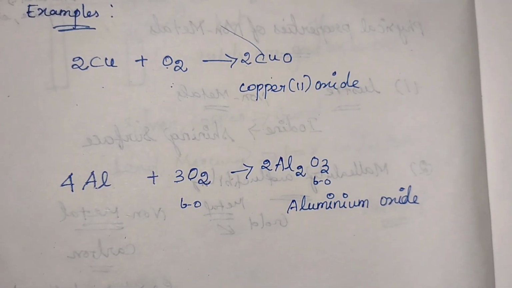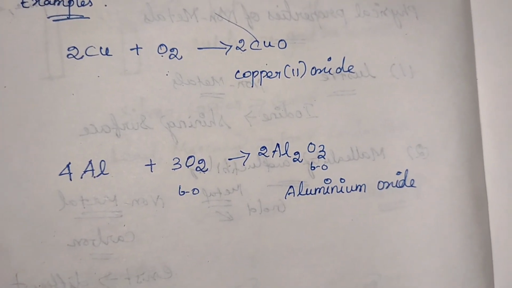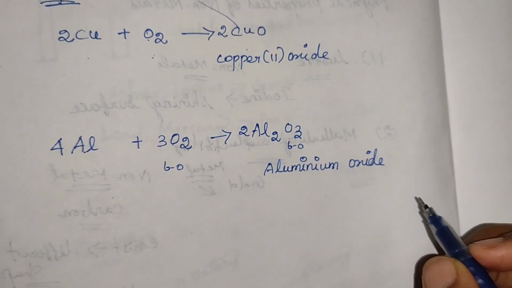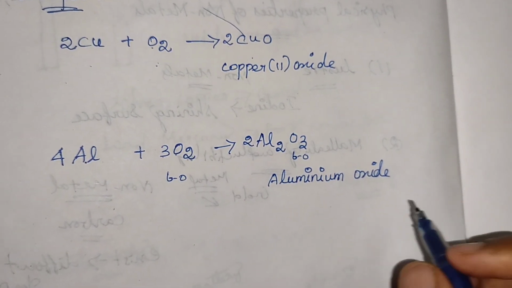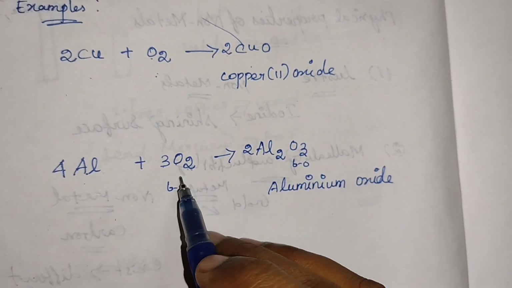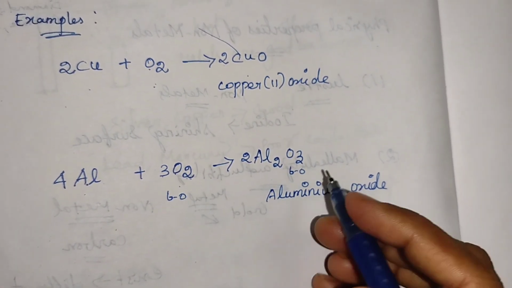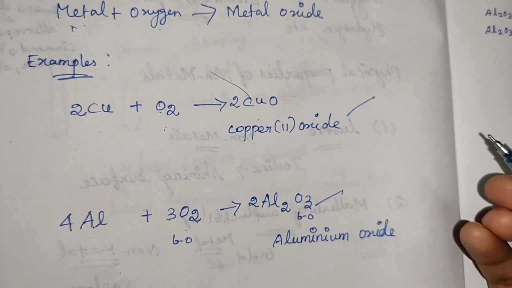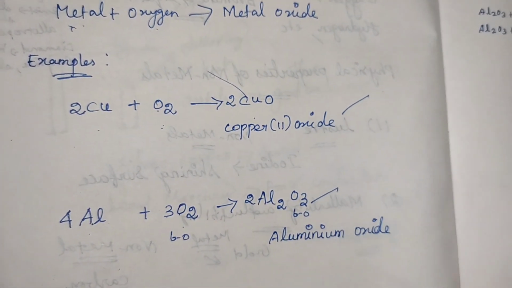So again I am saying, if you want to know how to balance the equation, see my previous videos. In lesson number 1, I am showing how to balance an equation. Now aluminium is reacting with oxygen, I am getting aluminium oxide, Al2O3. So when a metal reacts with oxygen, it gives metal oxide, such as copper oxide and aluminium oxide.